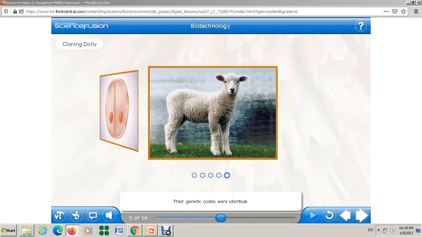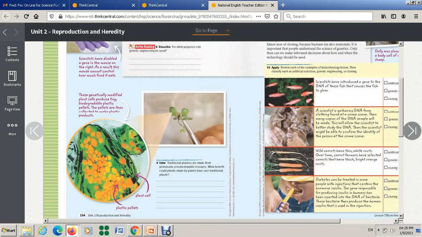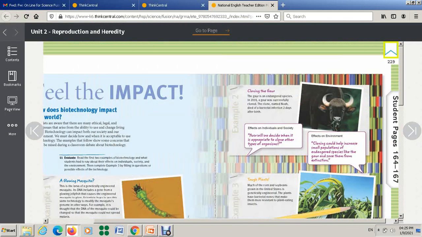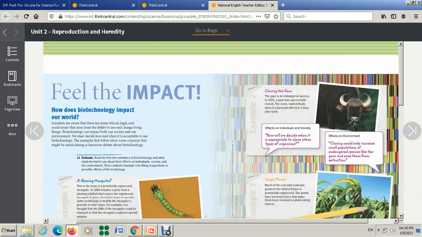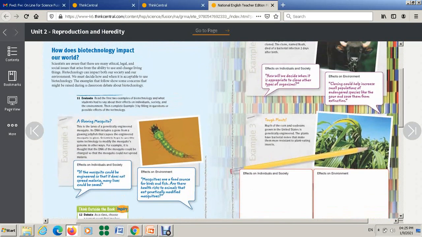Okay, so this is for cloning. I want you to move to page 166, 167 in your book, about the effect of biotechnology on society and individual. You have here an example, a glowing mosquito. What is the glowing mosquito? This is the larva, as you see here in the figure. This is the larva of a genetically engineered mosquito.